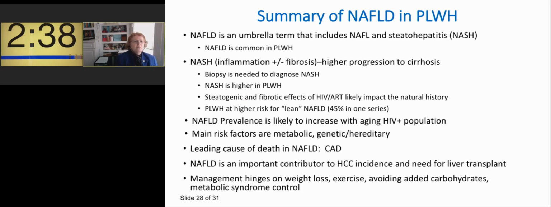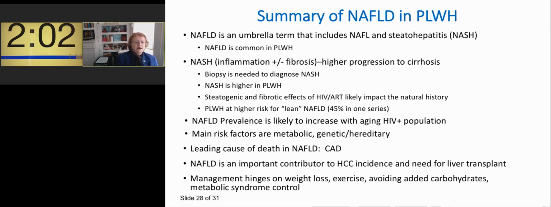So NAFLD is an umbrella term that includes fat and non-alcoholic steatohepatitis. Biopsy is needed at present to diagnose NASH. It's higher in patients with HIV. Steatogenic and fibrotic effects of HIV and ART likely impact the natural history. It has a higher prevalence of lean NAFLD, so you may not have obesity. The prevalence is likely to increase with the aging HIV population.